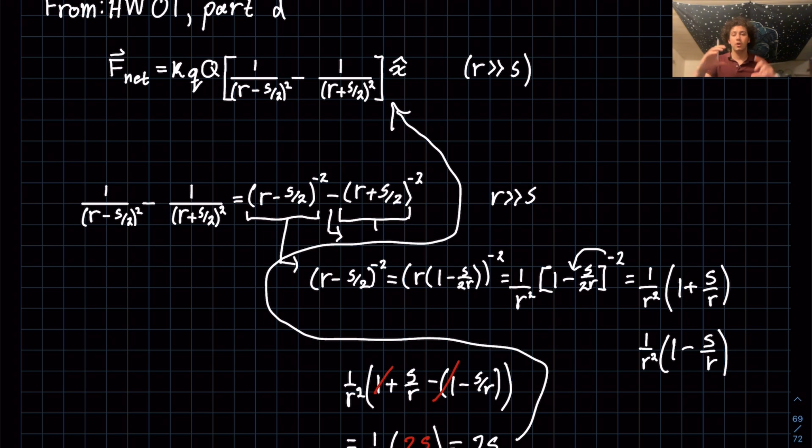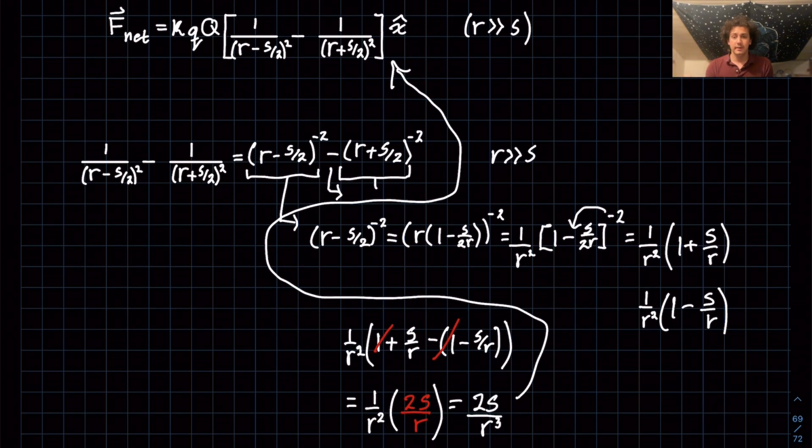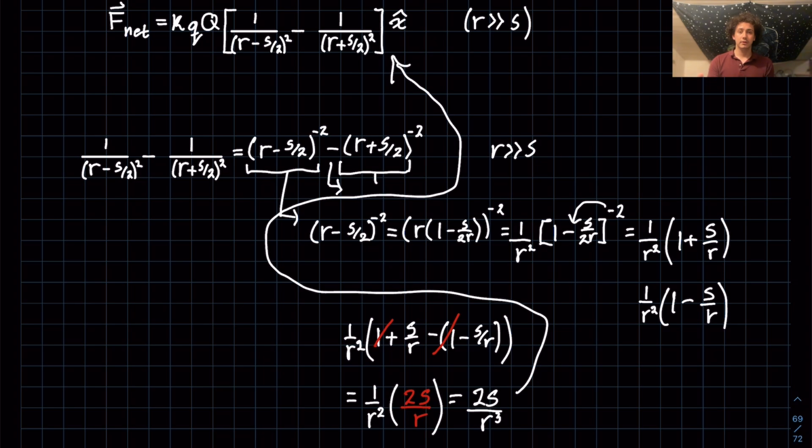Instead of that whole bracketed portion, 2s over r cubed is a lot easier to work with, yet again, than that sum or difference of 1 over something squared. So yet again, it'll be a lot easier to work with, a lot easier to extrapolate data, and that's why we make these estimations. So let's go on to the next one.